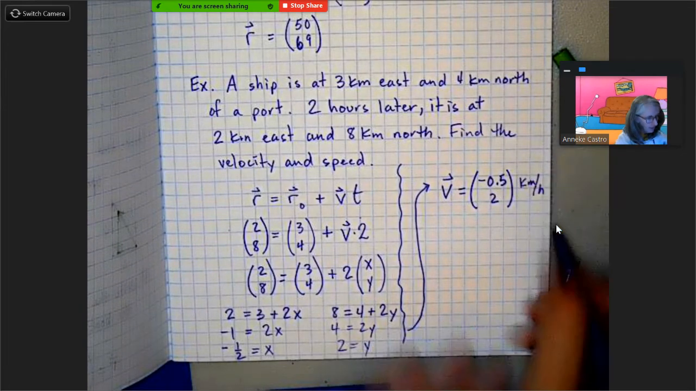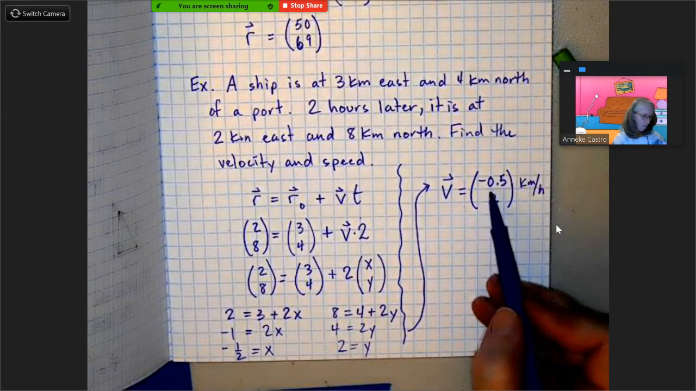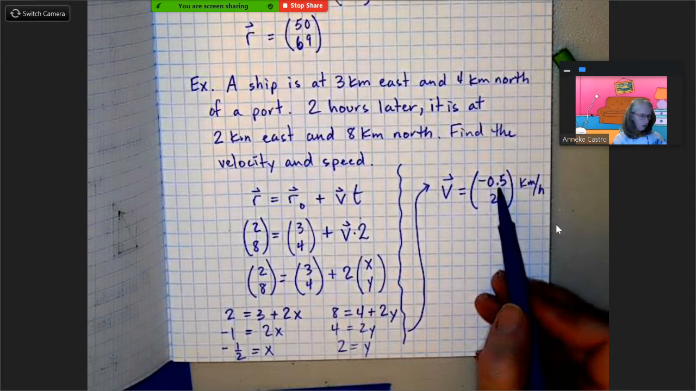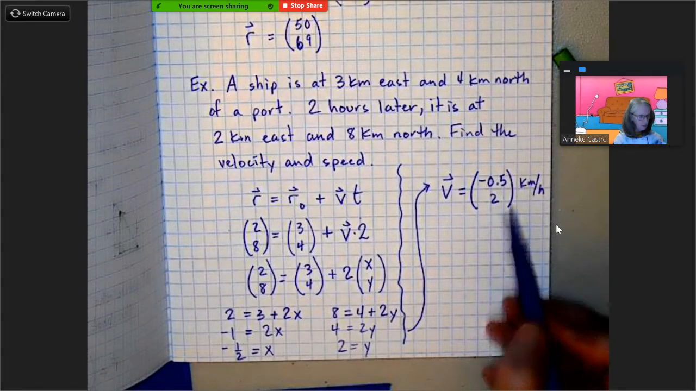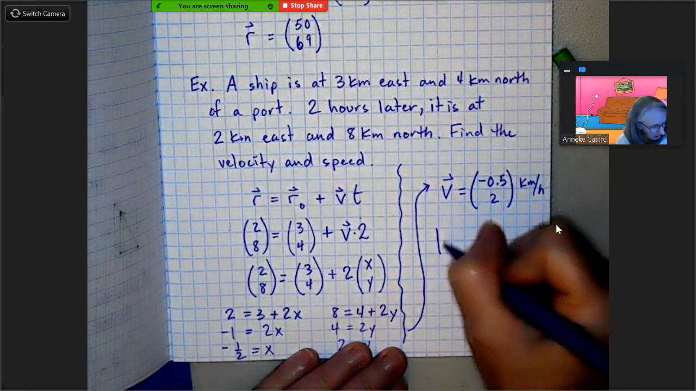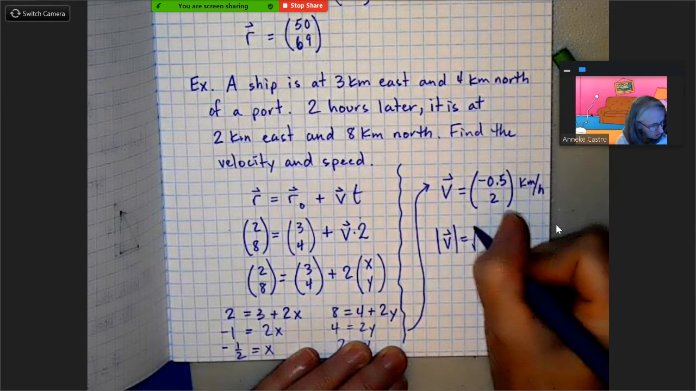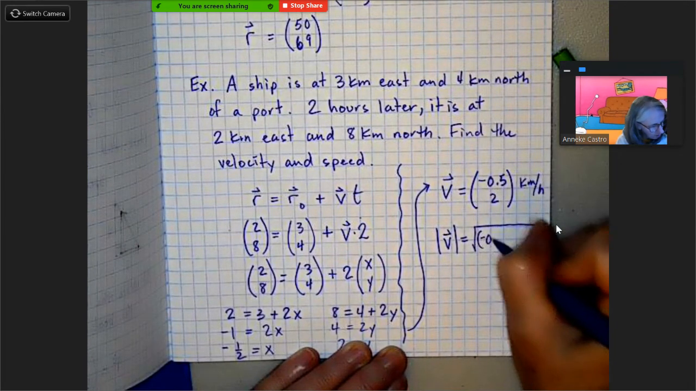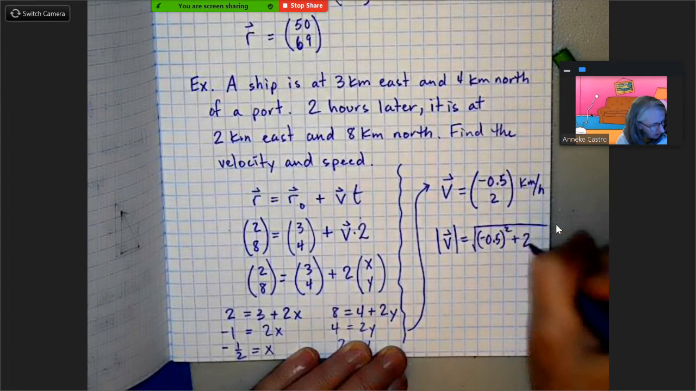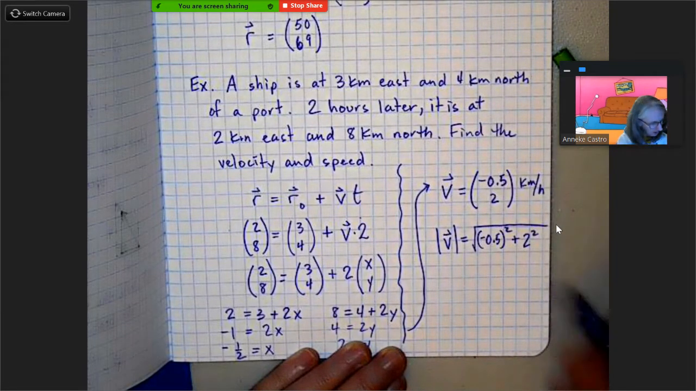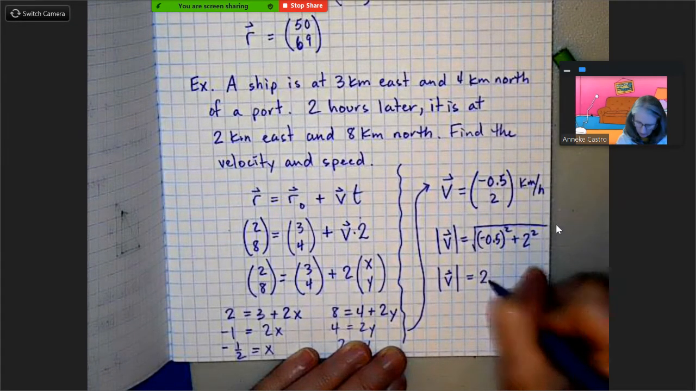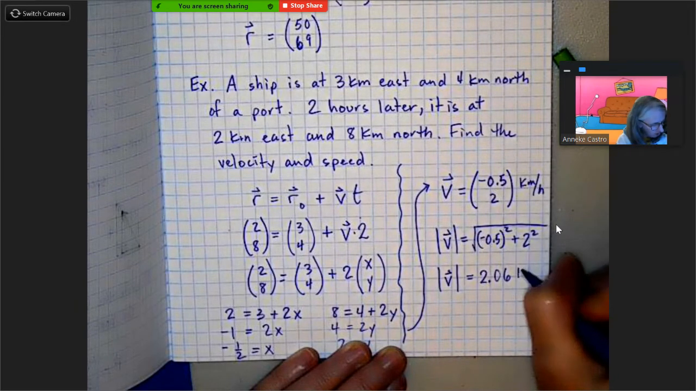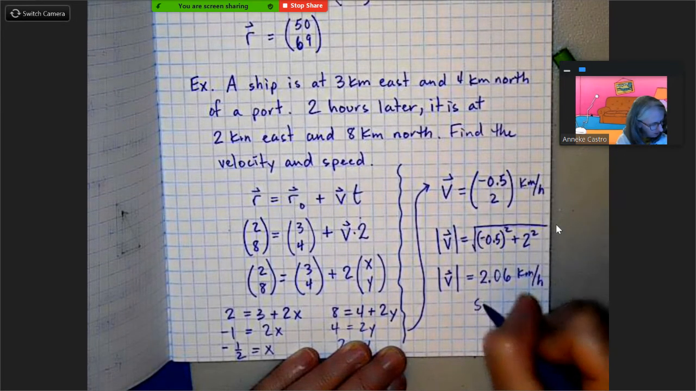So you can think of this as we're moving half a kilometer per hour to the west and 2 kilometers to the north every hour. So it's breaking it down into component parts. That's my velocity vector. Now, to get the speed, I'm going to take the magnitude of that. So I'm going to take the square root of negative 0.5 squared plus 2 squared, put that into my calculator, which I already did, and I get that the magnitude is 2.06 kilometers per hour. That is my speed.